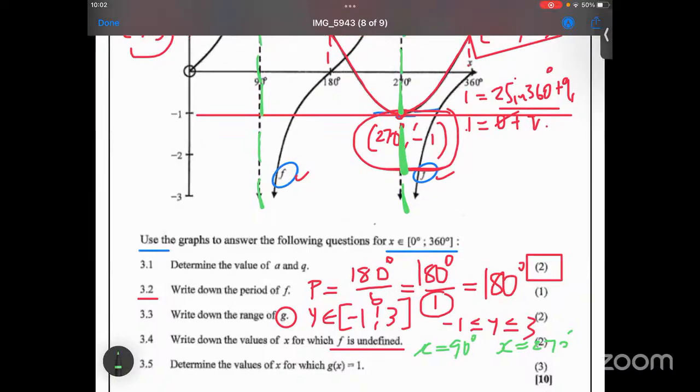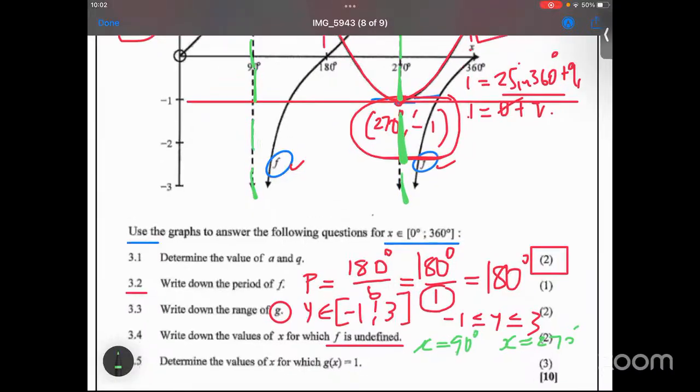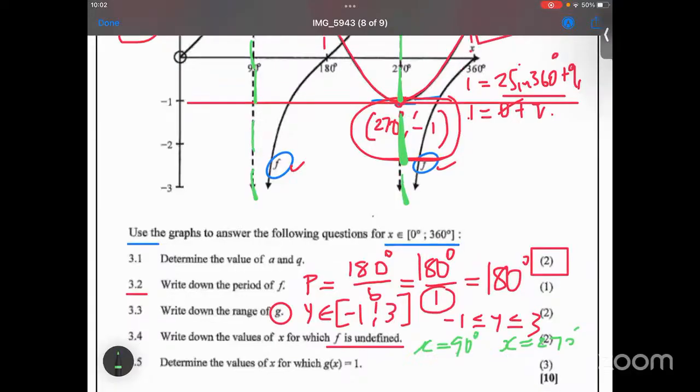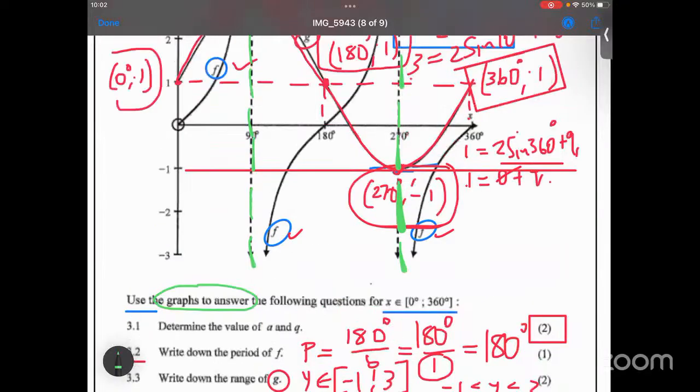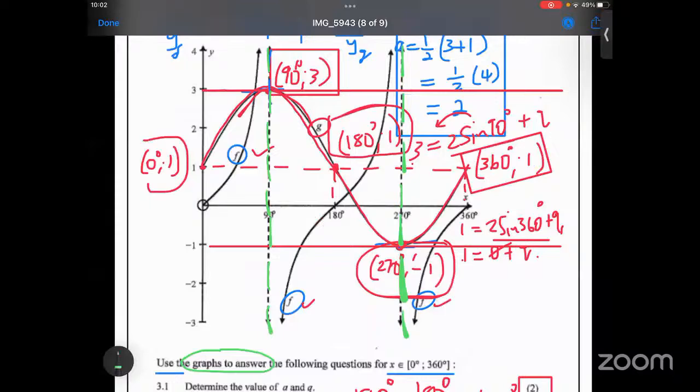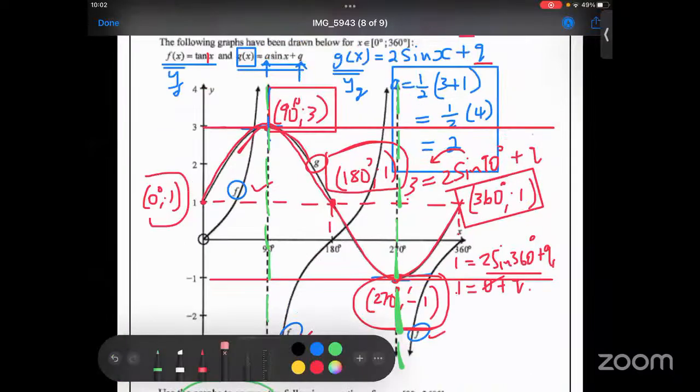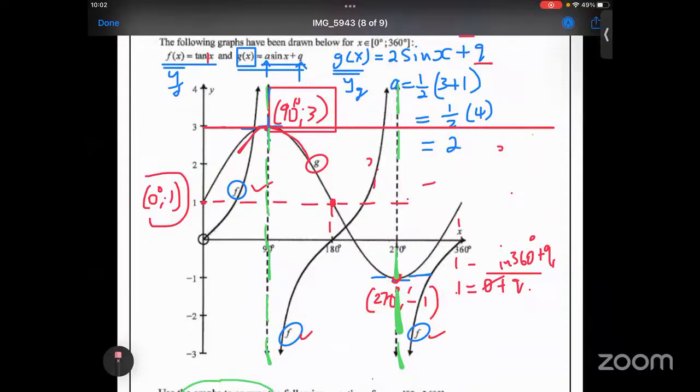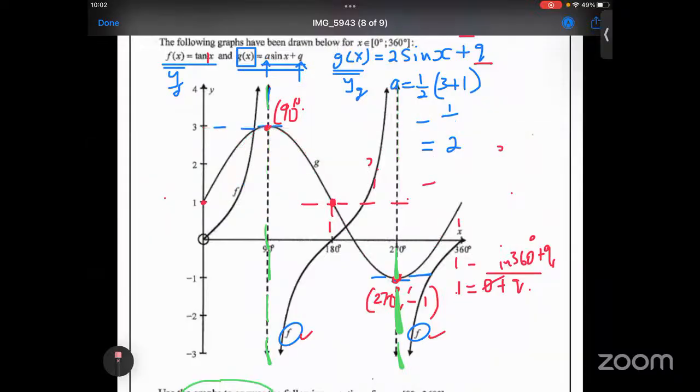And there is another question, the last one, where they say, determine the values of x for which g of x equals 1. So we now need to look for the values of x whereby g equals 1. Indirectly, I think I've answered that question. Let me just erase all of this so that it's clear as I explain, and you will realize that I have actually indirectly answered this question in the beginning.